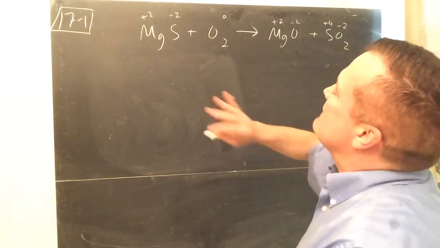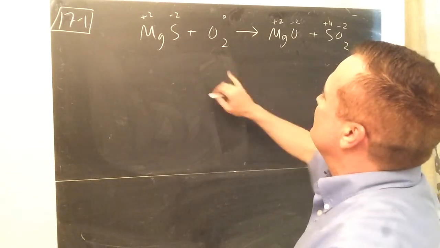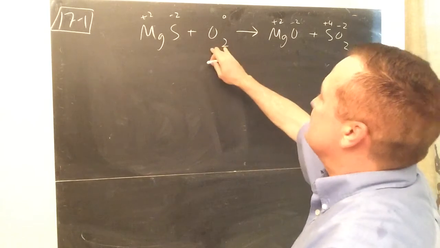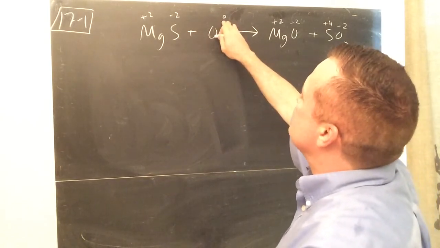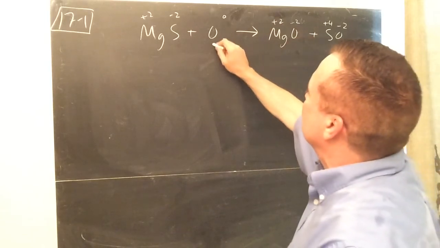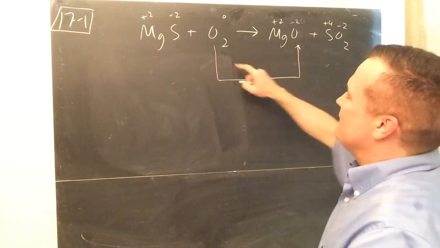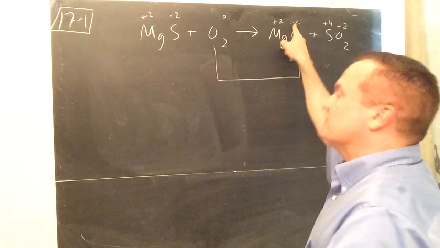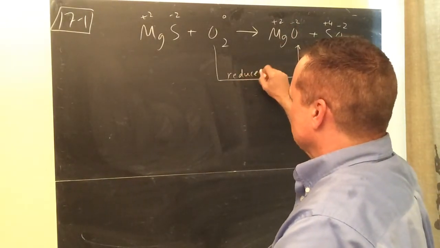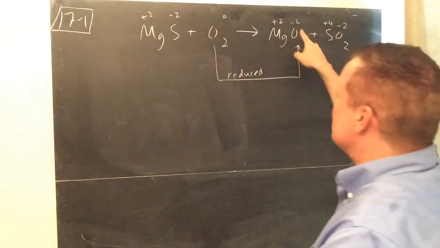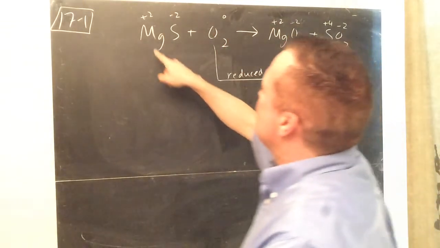Now, has anything changed in the reaction? The first easiest one I see, real quick, jumps out at me. Oxygen was 0, but now it changes to -2. Think about this. It goes from 0 down to -2. It was reduced. So oxygen is reduced to -2.